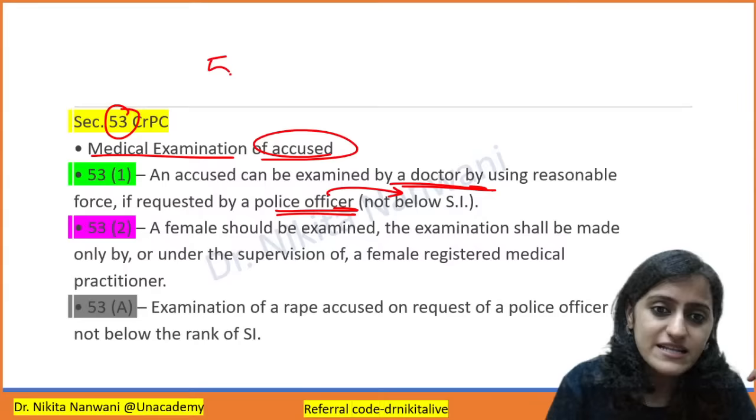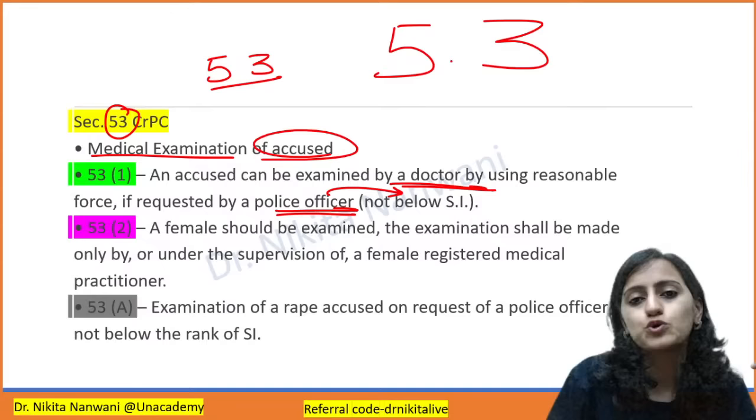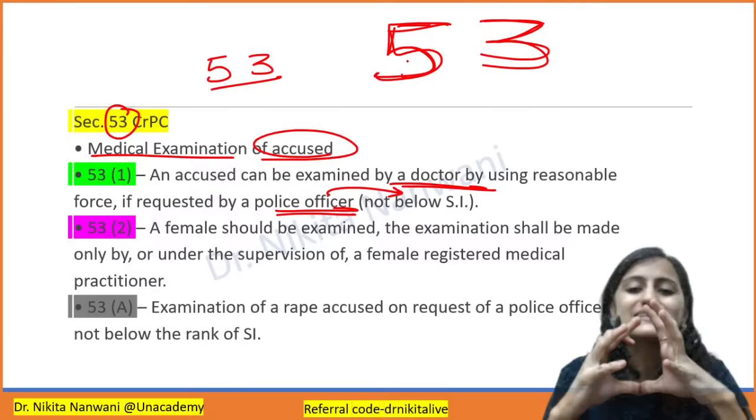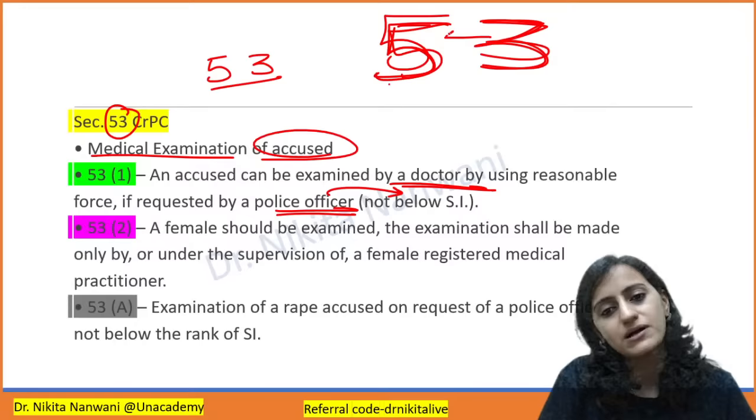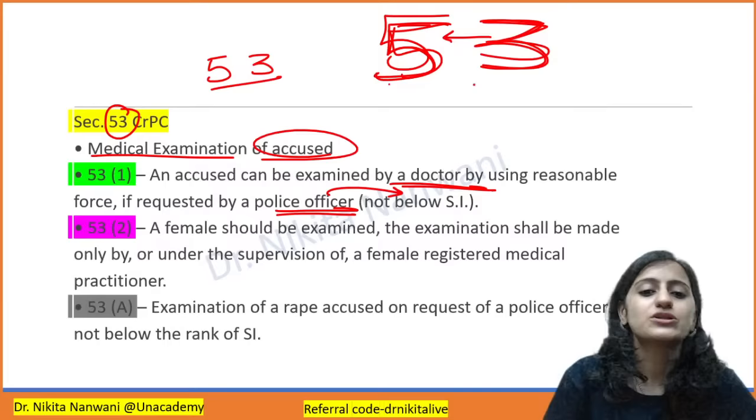So 53 CRPC, this is like, imagine these are two people. This is the doctor who wants to examine this accused. So they both are facing each other. Okay. So number 5 is facing towards number 3 because this number 3 person wants to examine number 5 person. Okay. So that is your 53.